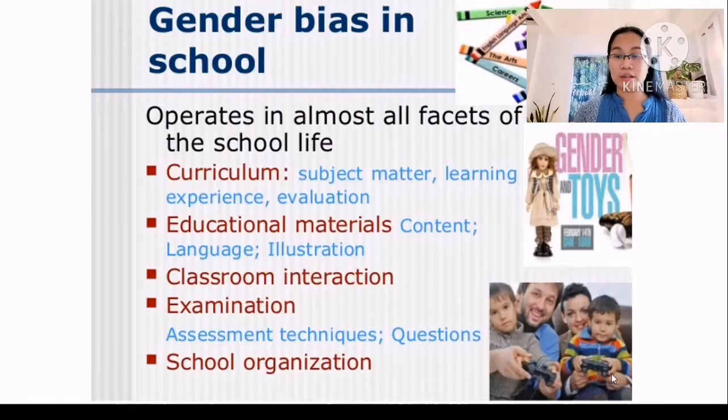And also in the school organization, well represented ba ang male and female? For example, you have for students, organization of students, well represented ba ang male and female students? Organization of the university, well represented din ba ang male and female faculty and officials? Okay.